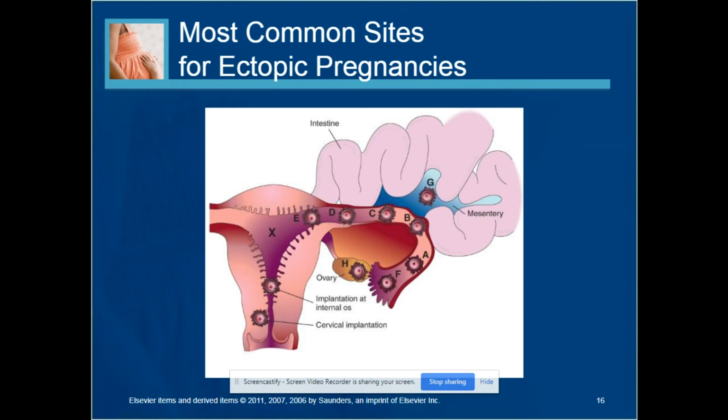So here is a picture of the most common sites of ectopic pregnancies, and the little circles are implanted eggs. It can happen inside the ovary, all the way down the fallopian tubes, different spots in the uterus, the external os, and the cervical implantation, and then clear up in the GI system if you look right here.